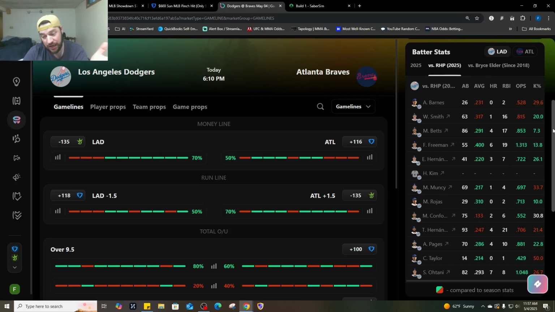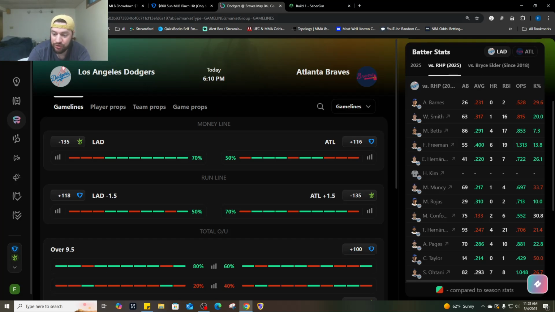You look against right-handed pitching this year, and they do hit righties better. Mookie Betts this year is batting .291 with 4 bombs. You've got Freddie Freeman batting .400 with 6 bombs. Had a home run in Saturday's game. Kike Hernandez, if he gets the start, he's only batting .220, but he bats better against righties, and he's got 3 bombs this year against them. Max Muncy has struggled this year. He's only batting .217 against righties, but he hits righties better. He's got a home run.